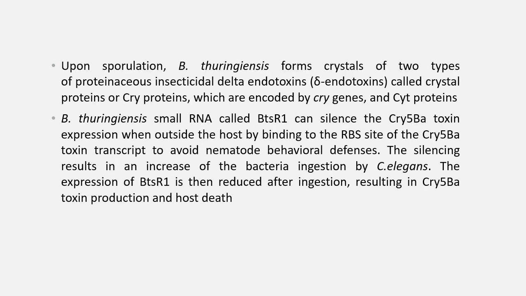Upon sporulation, the Bacillus thuringiensis form crystals of two types. One is the delta endotoxin, which I mentioned in the previous slides, and the other one is the CYT proteins.